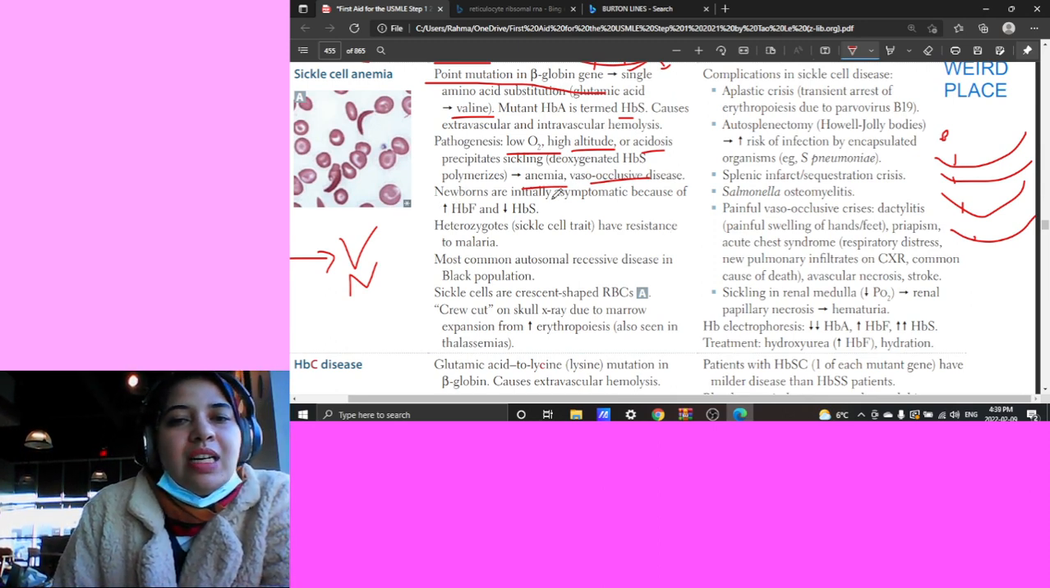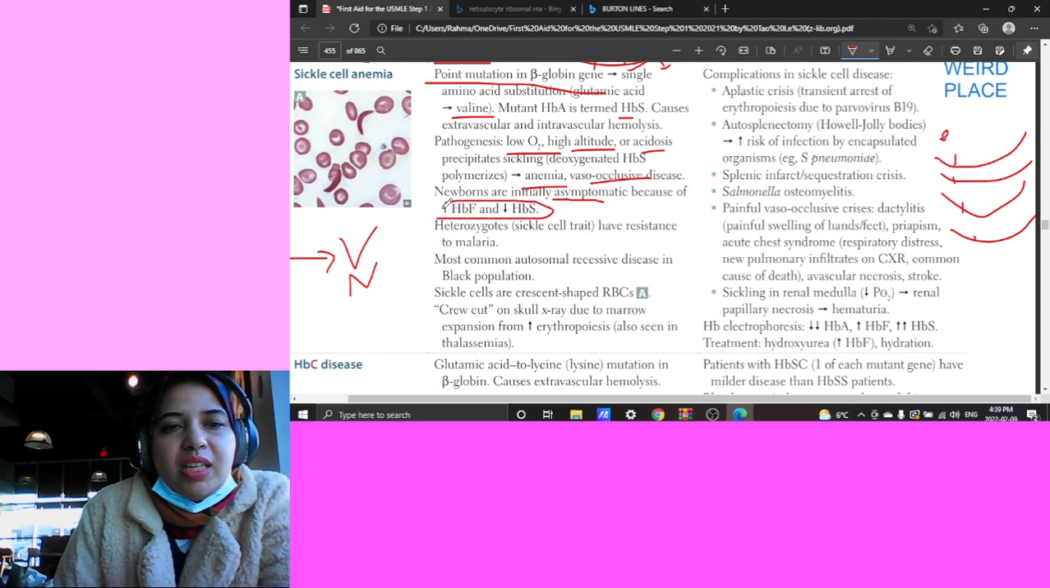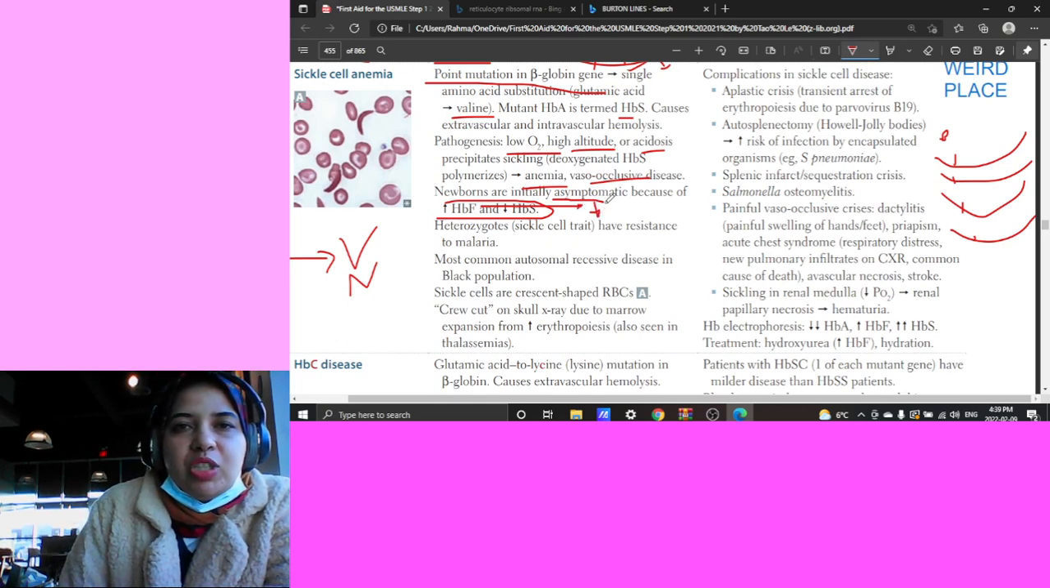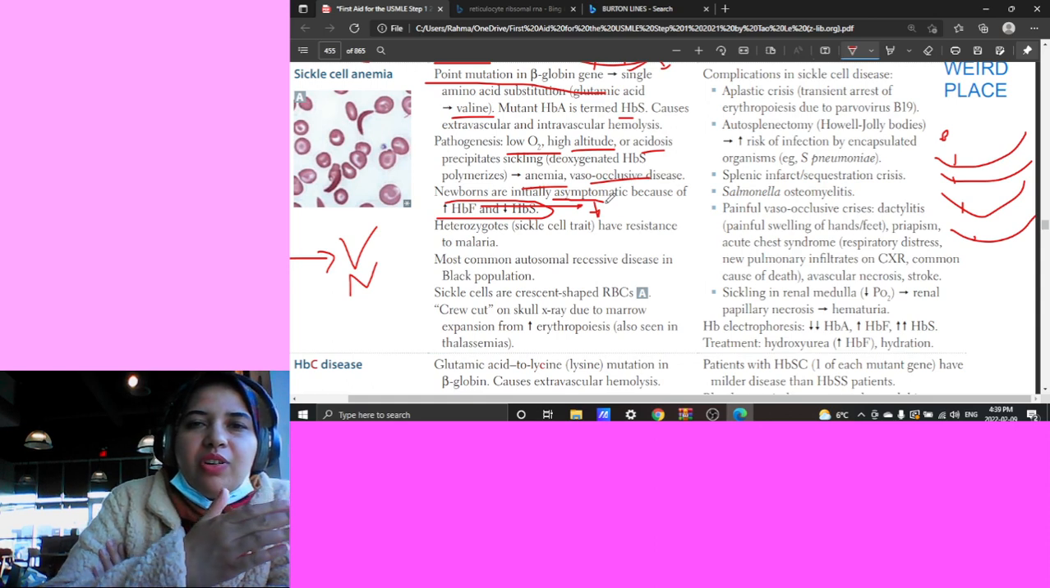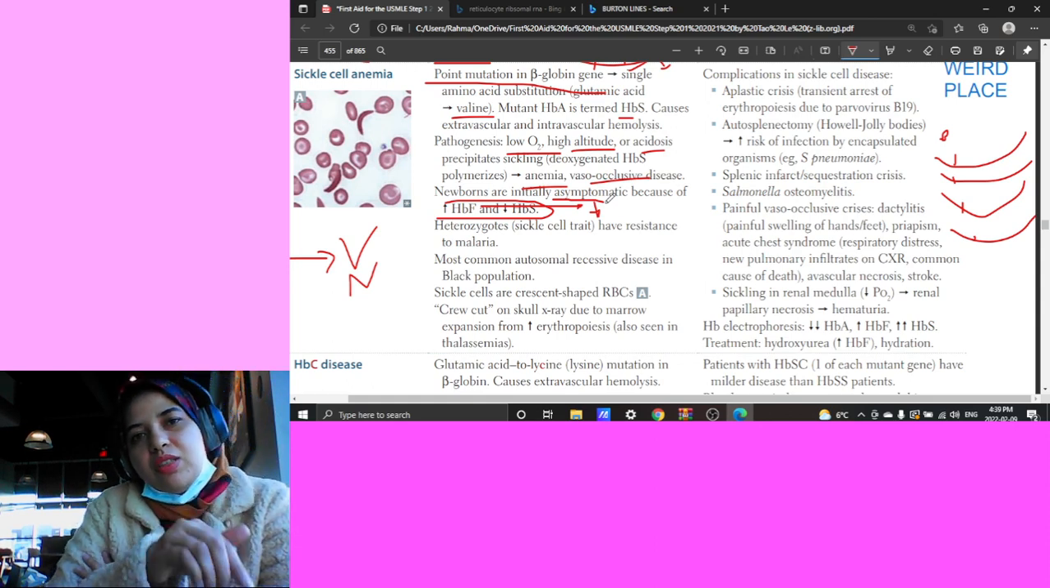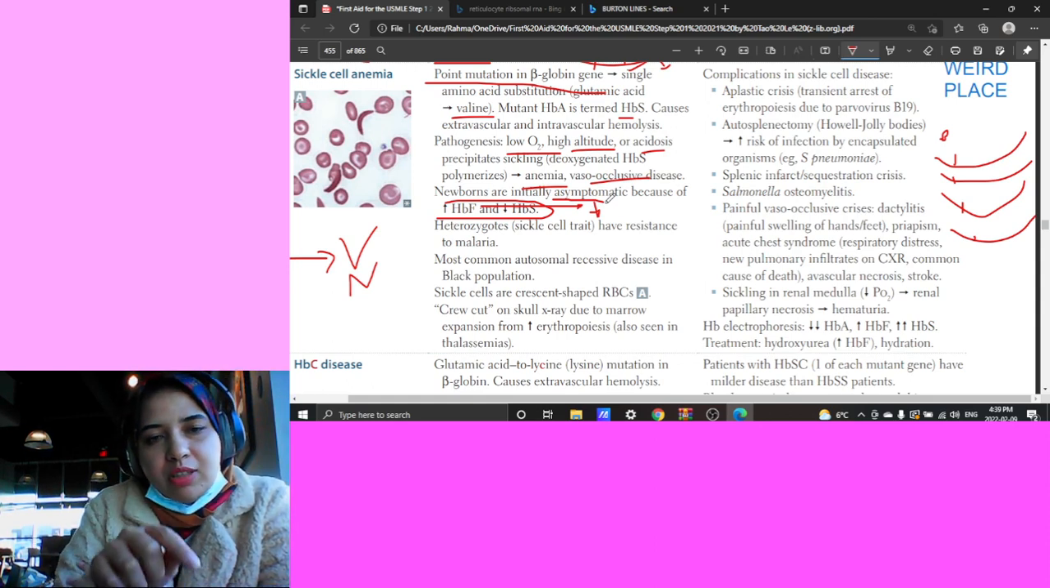So the newborns are initially asymptomatic because HbF is increased more than HbS. And what is the reason for that? We said that before, 2,3-DPG is decreased in HbF. And if 2,3-DPG is decreased, it means I have increased affinity to oxygen. So HbF is resistant to hypoxia, which is one of the triggers for sickling.